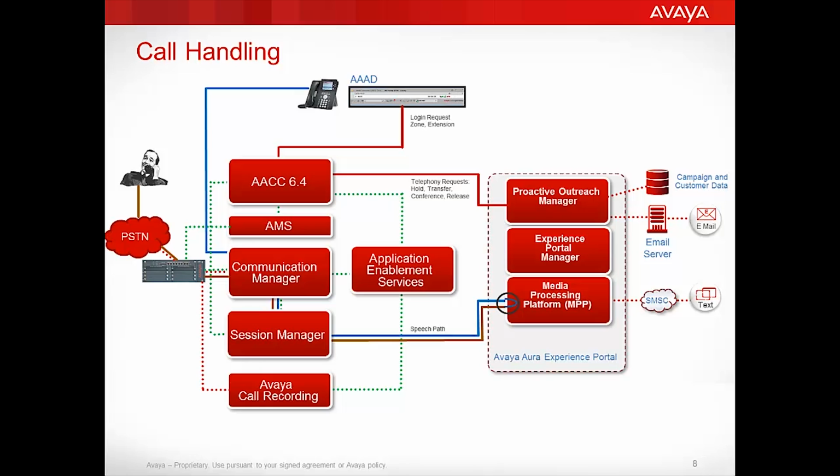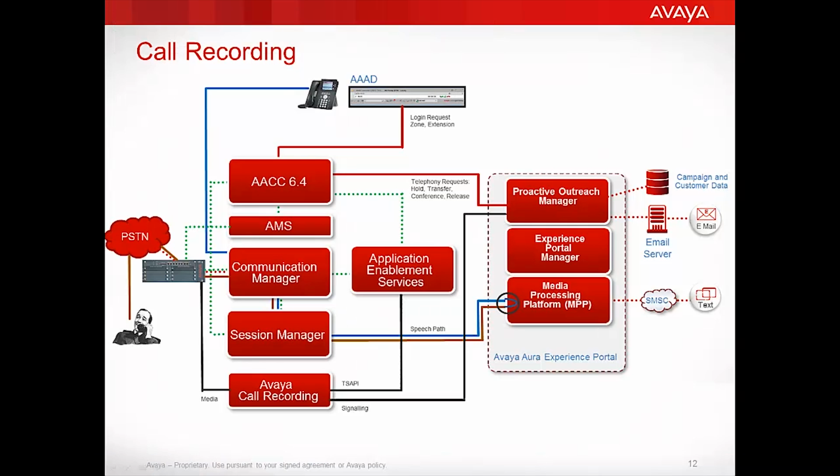All the telephony requests like hold, transfer, conference, release, etc. are proxied from AACC 6.4 to POM for operation on the MPP. The telephony requests are not handled locally on the CM. When it comes to releasing the call, the release request is sent again from the POM proxy to POM Agent Manager, and the media processing platform will then drop that customer call, but keep the speech path open. So for the next call that POM launches, the speech path is already in place, and it will conference this new customer through to the same speech path.